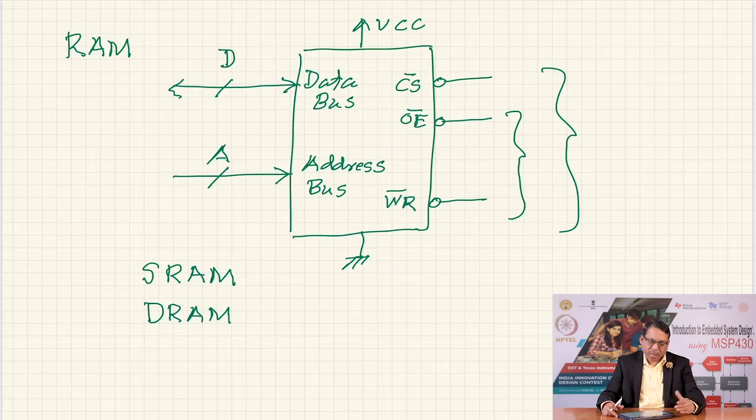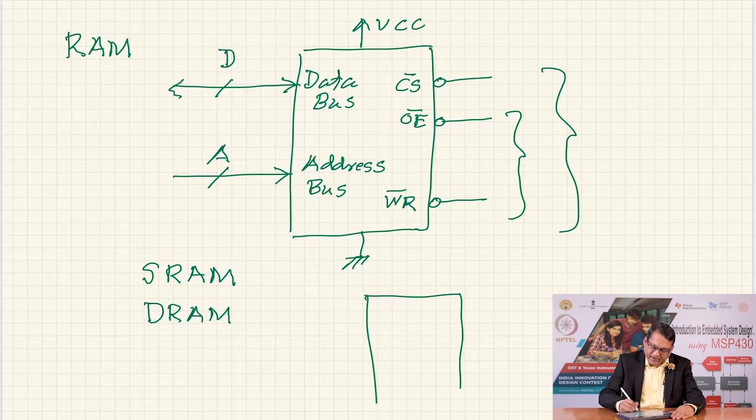SRAM stands for static random access memory and DRAM stands for dynamic RAM. Static RAM is easier to use because you simply provide the address, you provide the control signals and data would come out, or you could write data into it. DRAM on the other hand is more efficient because it packs more data bits into the same area, but it is a little complicated to use. It requires frequent refreshing. It also has a different method of providing the address.